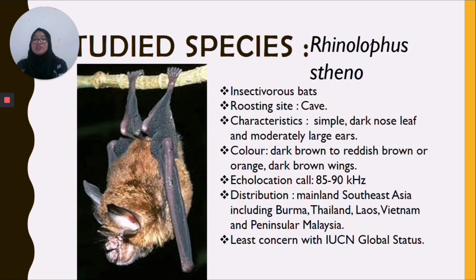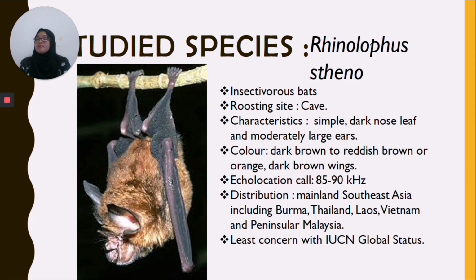The study species in my study is Rhinolophus stheno. Rhinolophus stheno is an insectivorous bat that roosts in the cave. It is a medium-sized horseshoe bat that covers most of the muzzle and has a distinct supplementary noseleaf with three grooves on the lower lip. Its morphological characteristics include a dark brown to reddish brown or orange color, and they also have dark brown wings.